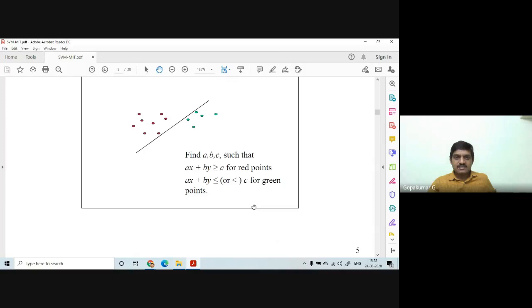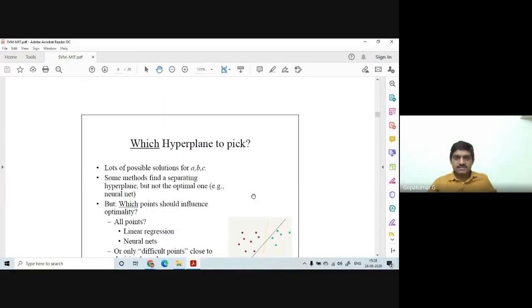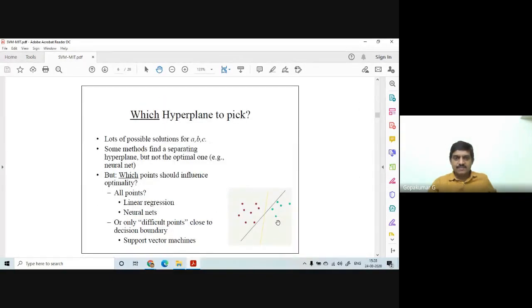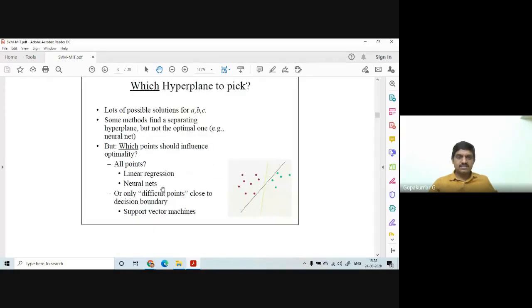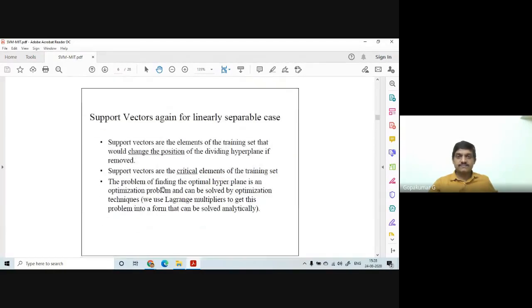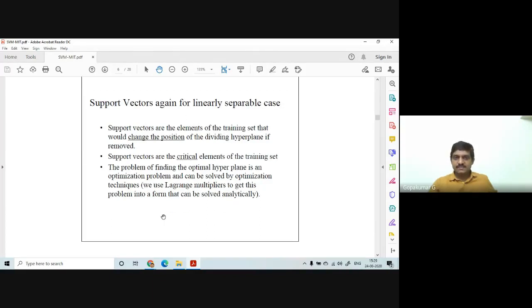It's a two-dimensional case. Okay, fine. That we'll skip. And here also, which hyperplane to choose. Okay, all this we have seen. Then support vectors are the elements of the training set. Again, the same thing actually. Okay, and they are the critical elements. Fine.